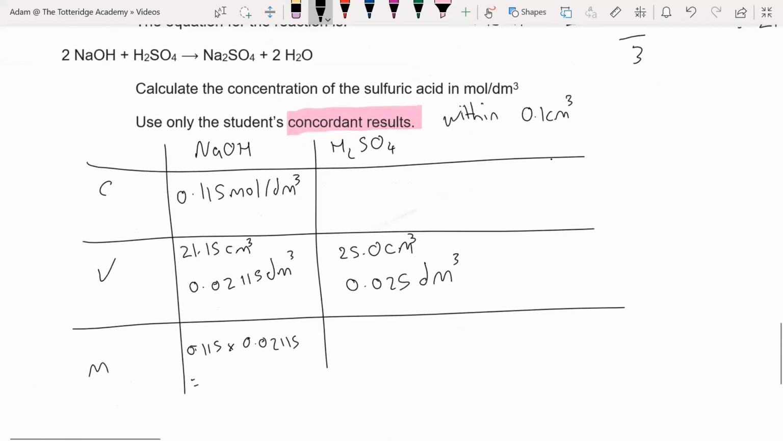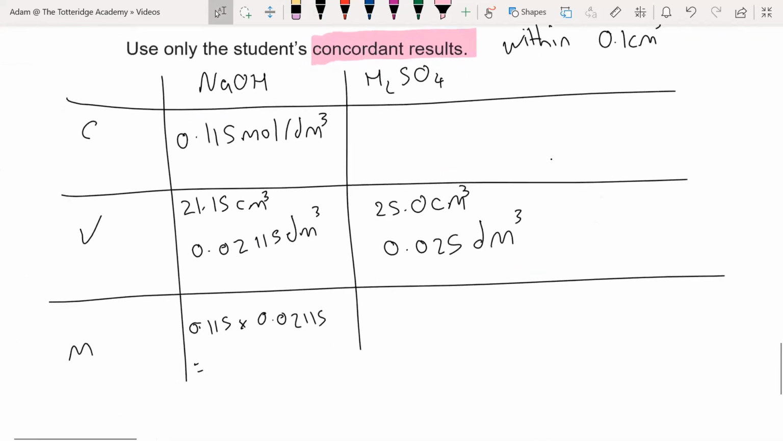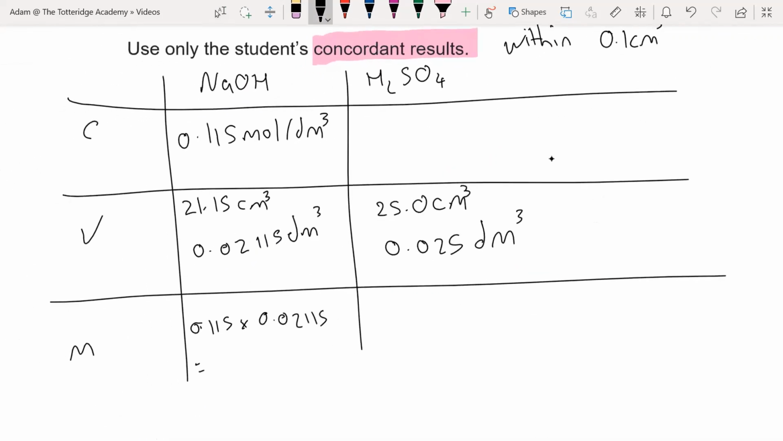What I'll do is I'll make this bigger so you can see what I'm doing, because we don't need the rest of the question now. We've got all the information we need. 0.115 times 0.02115. That gives me 2.43225 times 10 to the minus 3.